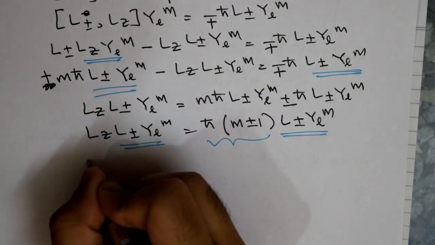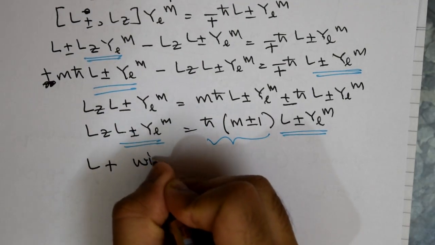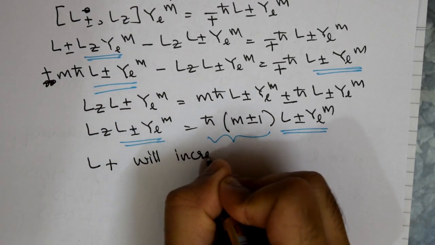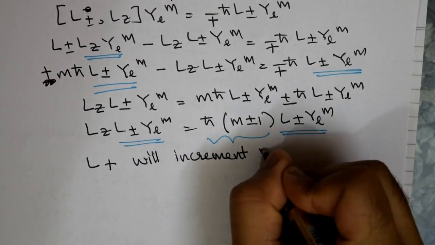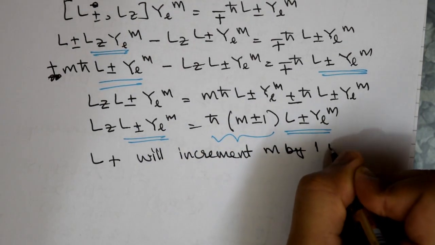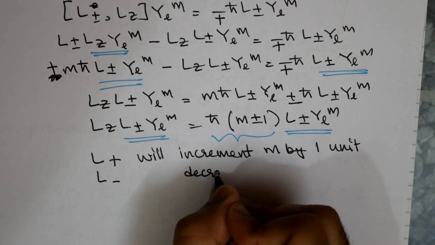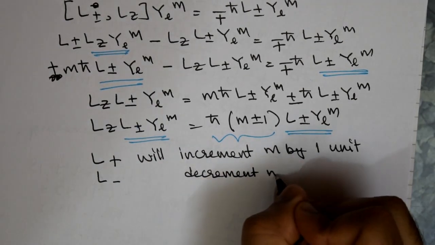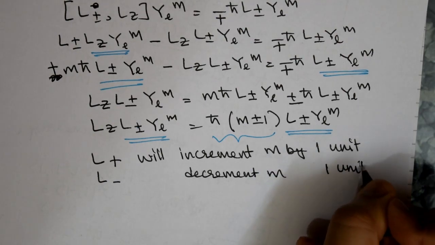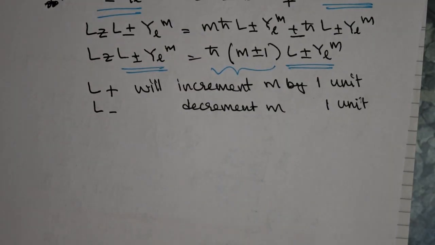So this clearly indicates L plus will increment the m quantum number by 1 unit. Similarly, L minus will decrement the m quantum number by 1 unit. This is the same thing that we have seen for the harmonic oscillator as well. We will then see in the following lecture how other features of the angular momentum operators work out. Thank you very much for your attention.